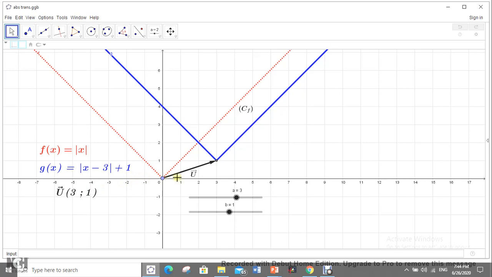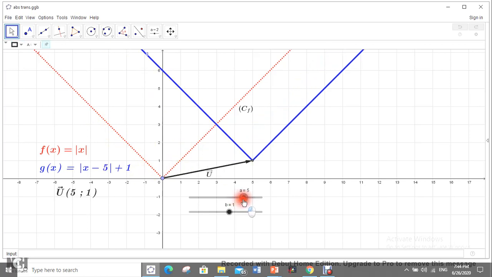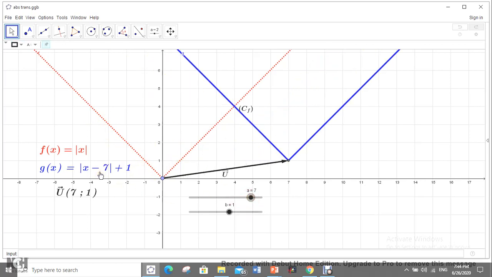So we move 3 units to the right and 1 unit upward, and at this point we have the vertex, the minimum point of the curve of g, which is in fact an operation of translation, or transformation, of the curve of f. Even if you change the value of a, the translation vector changes: (7, 1), 7 units to the right and 1 unit up.